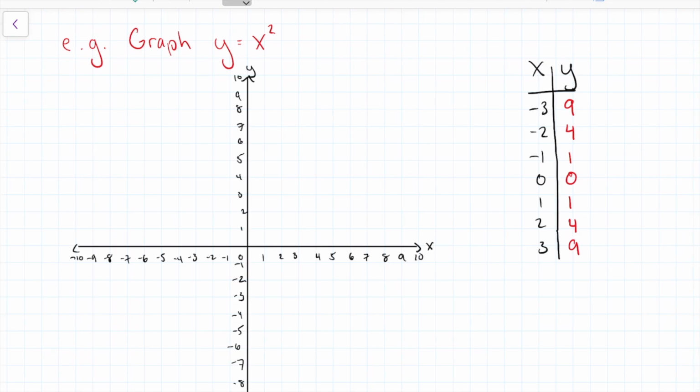So we've got -3, 9, -2, 4, -1, 1, 0, 0, 1, 1, 2, 4, and 3, 9. And so if you look at those points, you can already see the parabola shape there. And you can see some symmetry going.